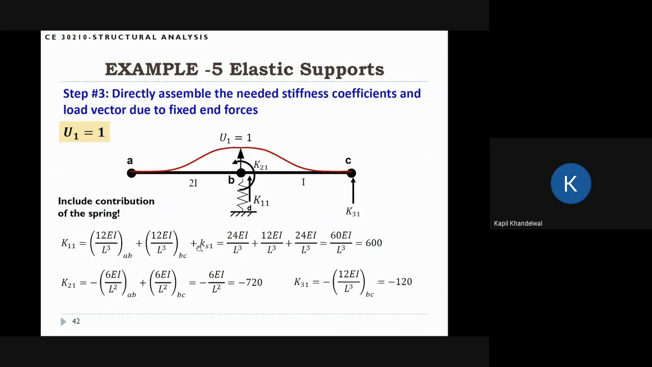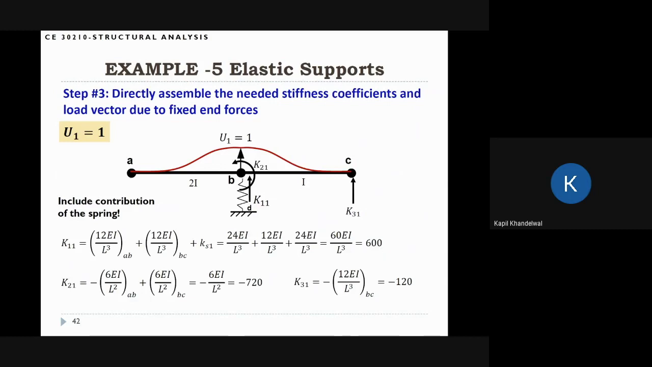But you have to be careful when you're doing this algebra, because in this case, I is different for different members. So you can see that for member AB, I is actually 2I. So this calculation is 12 times 2, 24 EI by L cube. And this is still 12 EI by L cube, and Ks1 is 24 EI by L cube. So this is 24 EI by L cube plus 12 EI by L cube plus 24 EI by L cube for Ks1. And if you do the algebra, it's actually 60 EI by L cube. And this turns out to be 600.